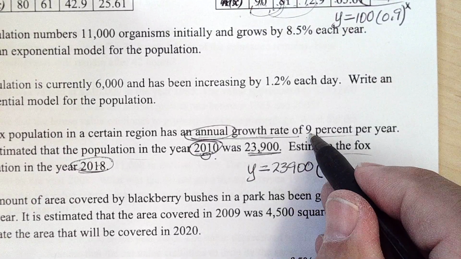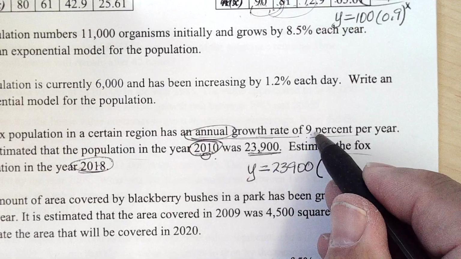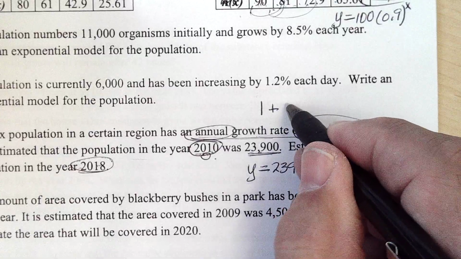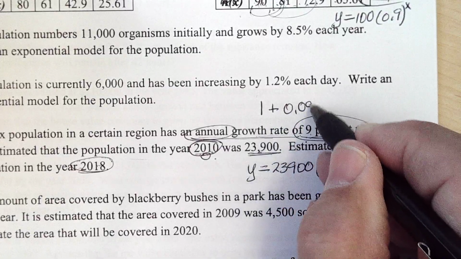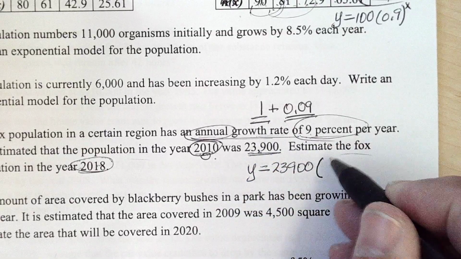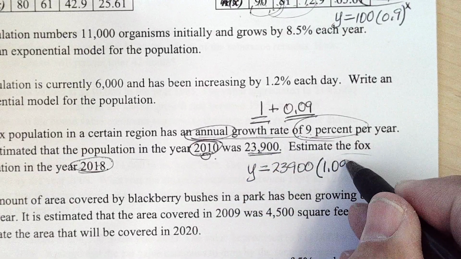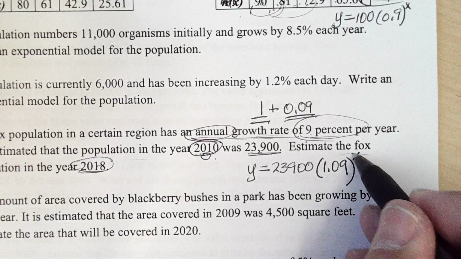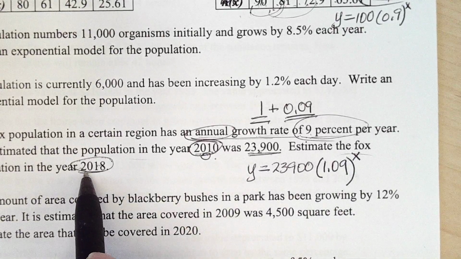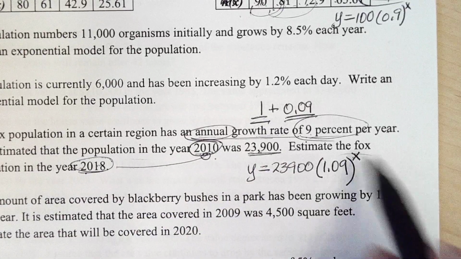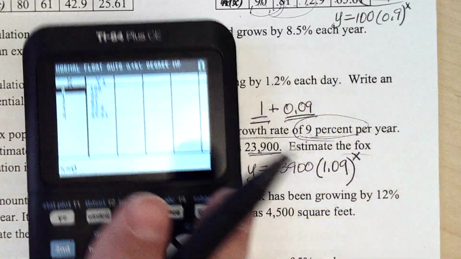And the growth rate, well, it's 100% plus 9%. That's 9% in decimal. That's 100% in decimal. So it's 1.09 to the x power. That's the model. And I want to do 2018, which is 8 years later. So I'm going to put 8 in there and get the answer.